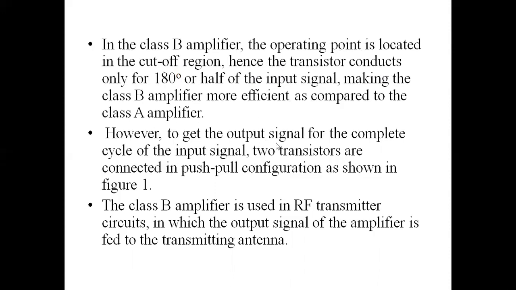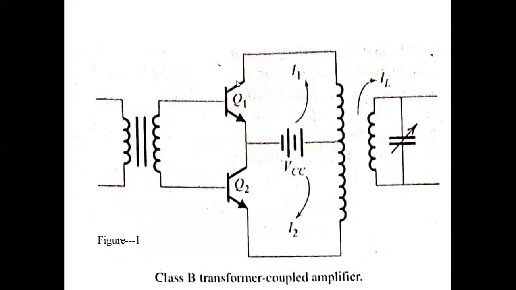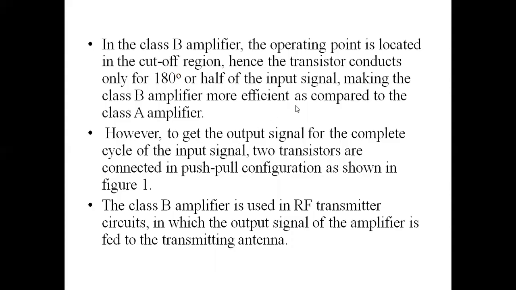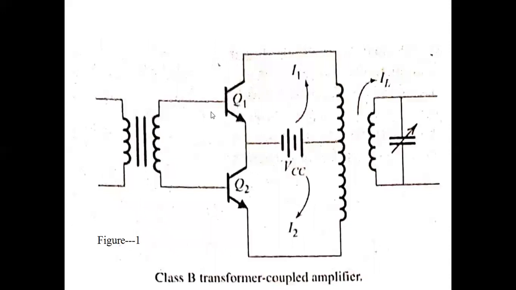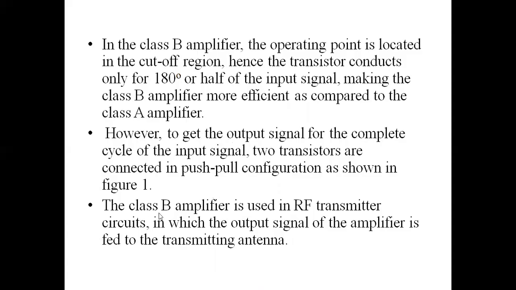However, to get the output signal for the complete cycle of the input signal, two transistors are connected in push-pull configuration, as shown in the figure. This is a class B transformer coupled amplifier connected in a push-pull configuration. This type of class B amplifier is used in RF transmitter circuits, in which the output signal of the amplifier is fed to the transmitting antenna.